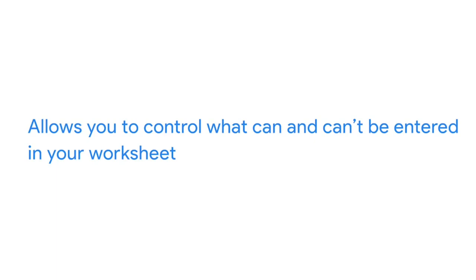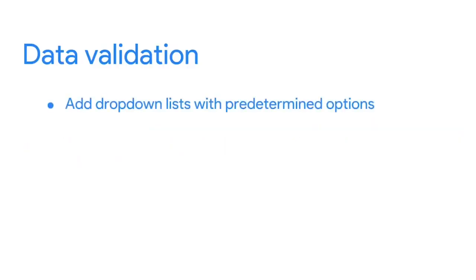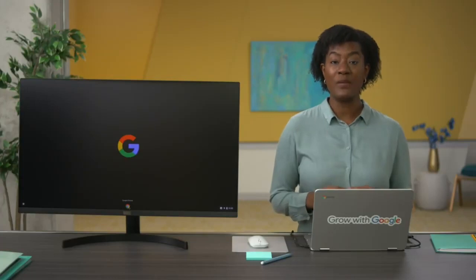Basically, it allows you to control what can and can't be entered in your worksheet. Usually, data validation is used to add drop-down lists to cells with predetermined options for users to choose from. If you have a spreadsheet with a lot of collaborators, this can make it easier for them to interact with your table. You can think of it like a multiple choice question on a quiz. And since you can control what's being entered into the worksheet, it cuts down on how much data cleaning you have to do later on. Let's figure out how we might do that.